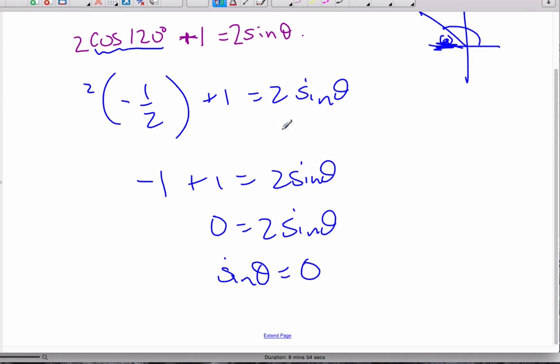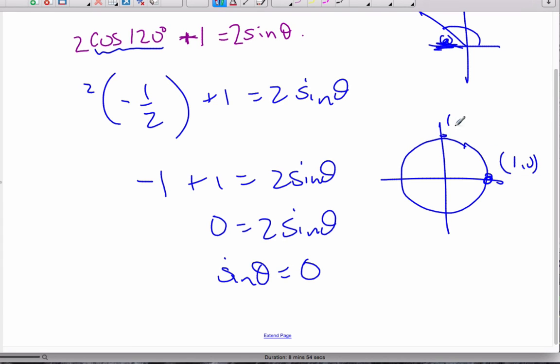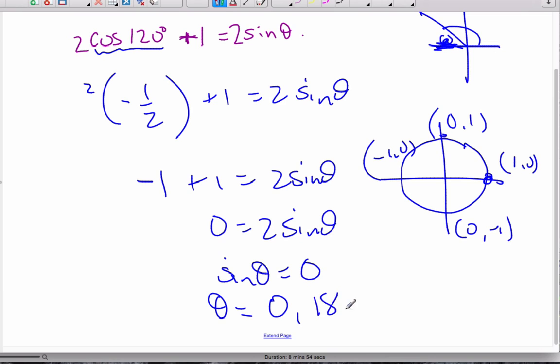Okay, so now this is one of the tricky ones I find because it's 0. We have to use our unit circle idea and these coordinates here. This is 1, 0. This is 0, 1. Negative 1, 0. And 0, negative 1. I know that sine is the y value. And so sine is 0 at 0, and at 180, and at 360. That's one revolution of the circle.